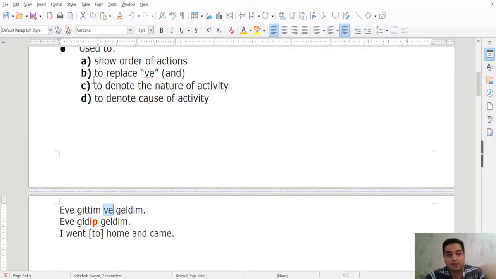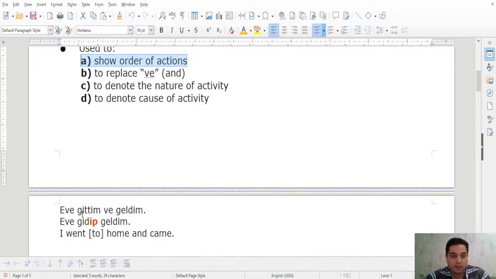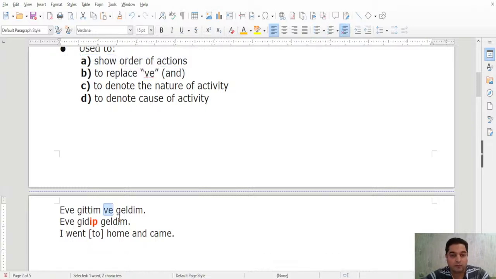First of all, we show the order because I first went home, right? And then I came. So we already know what happened first, what happens next. So it is first of all the order, and second it also replaces the ve, right? The and conjunction. So here in this example, actually we have 2 of the purposes met. First, we know the order of the activities, but also we know that we replace ve here. Okay, we replace and here.